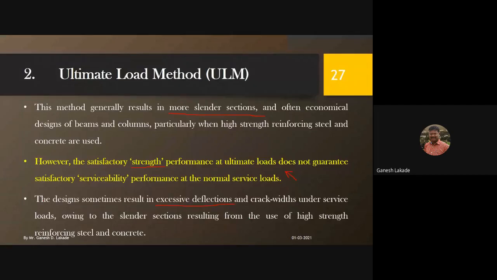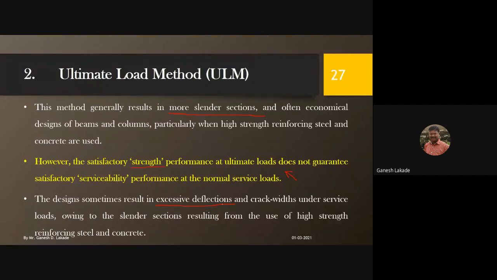There are no guidelines regarding this in the ultimate load method. The ultimate load method doesn't consider serviceability criteria like deflection, that is, what the deflection limit should be or how much maximum deflection is allowed. That is not considered in the ultimate load method. So that is again one kind of drawback.